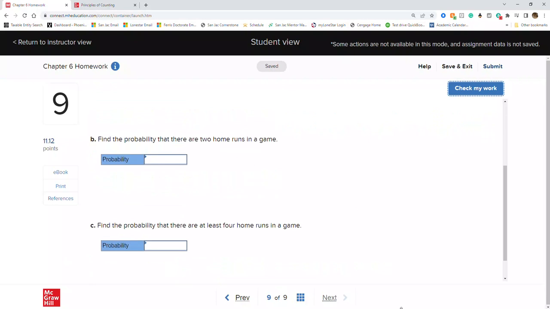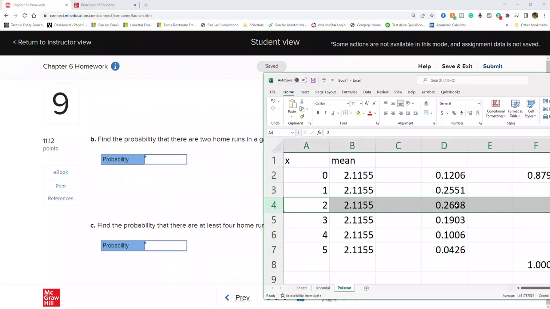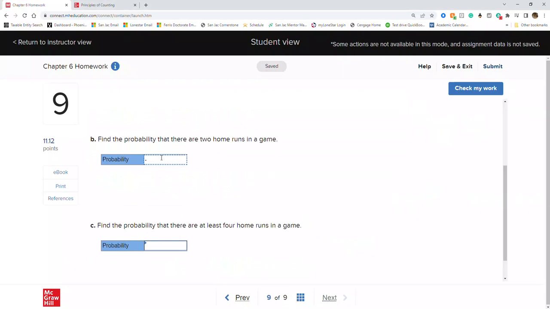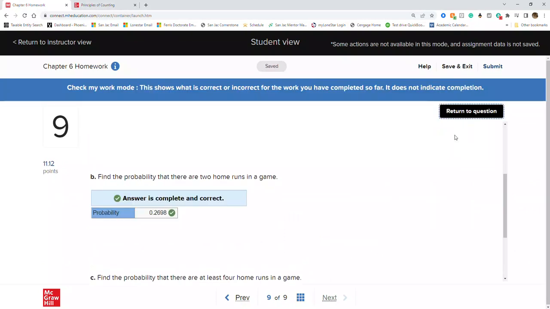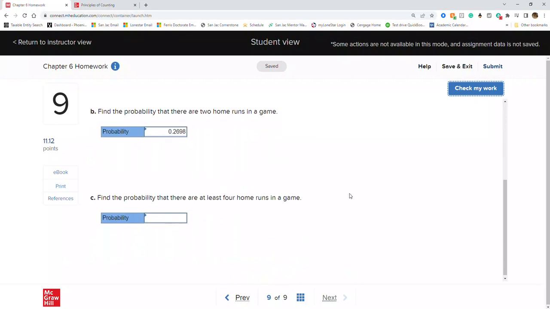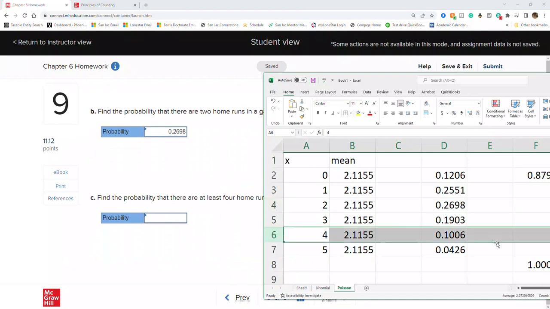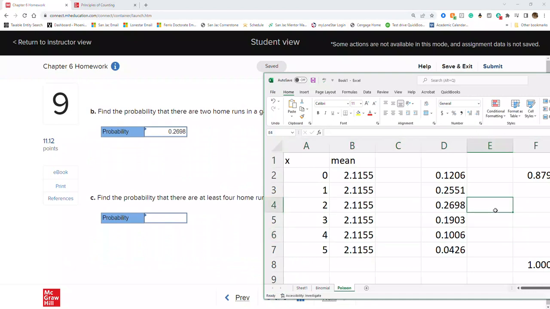Find the probability that there are 2 home runs in a game. Okay. Again, 2. Find our answer is 0.2698. Okay. Again, always double check every time you put in an answer just to make sure you put it in all correct. And then the last one, find the probability that there are at least 4 home runs in a game.